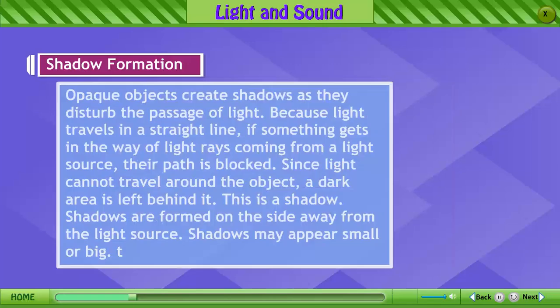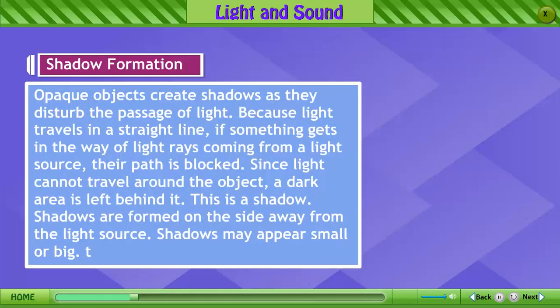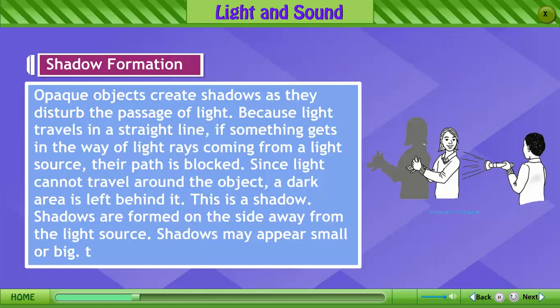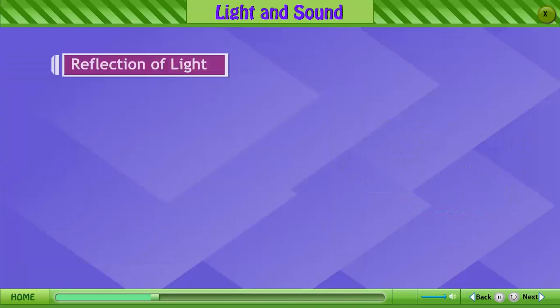Shadow formation. Opaque objects create shadows as they disturb the passage of light. Because light travels in a straight line, if something gets in the way of light rays coming from a light source, their path is blocked. Since light cannot travel around the object, a dark area is left behind it. This is a shadow. Shadows are formed on the side away from the light source. Shadows may appear small or big.